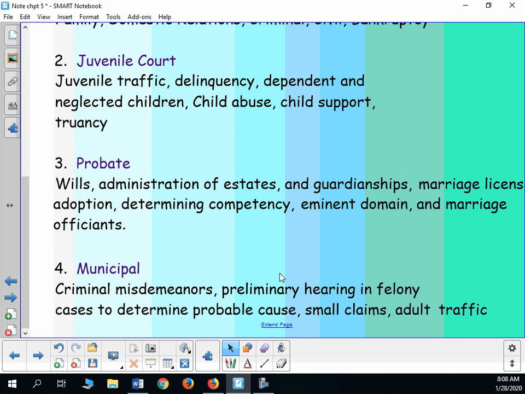Okay, municipal court, this is the fourth court. Criminal, misdemeanors, preliminary hearings, and felony cases to determine probable cause, small claims, and adult traffic. This preliminary hearing in felony cases to determine probable cause is significant. This is where you begin if you have felony charges, and this is where it will be decided if in fact you should be held over for trial.